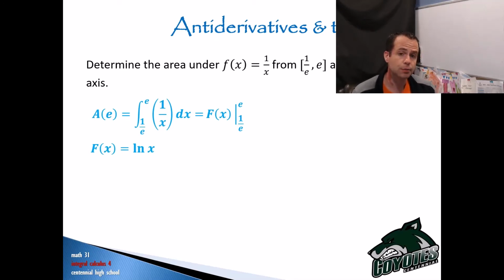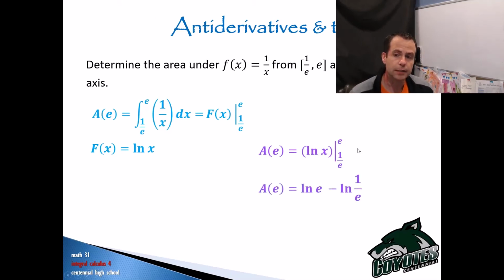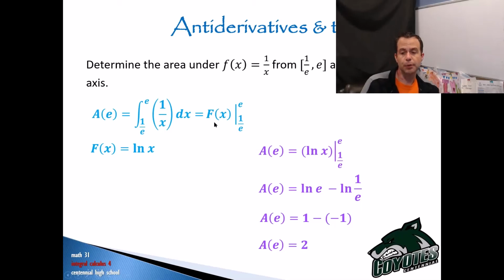So now I'll say that the area with an input of e will be essentially ln e minus ln of 1 over e. So it's ln x from 1 over e to e, which is ln e minus ln 1 over e. Ln e is 1. Ln 1 over e is -1, so I end up with 1 minus -1, which is 2. So the area with an input of e will be 2.